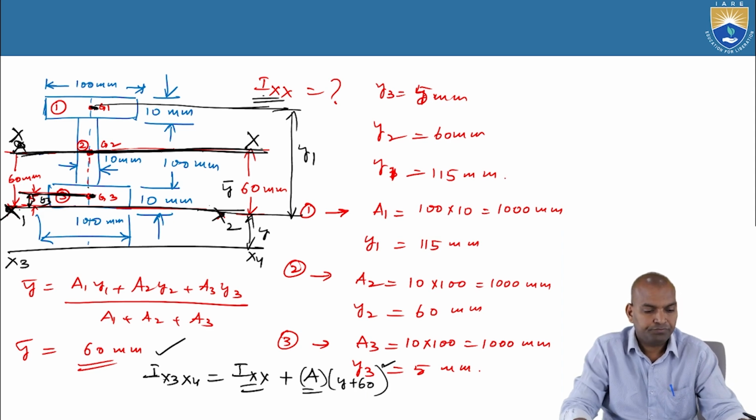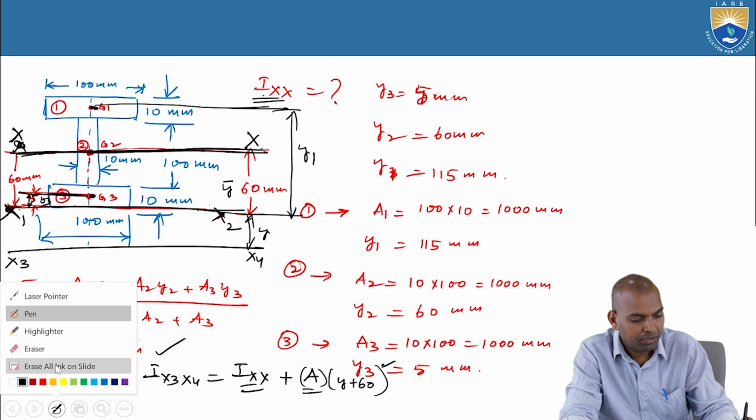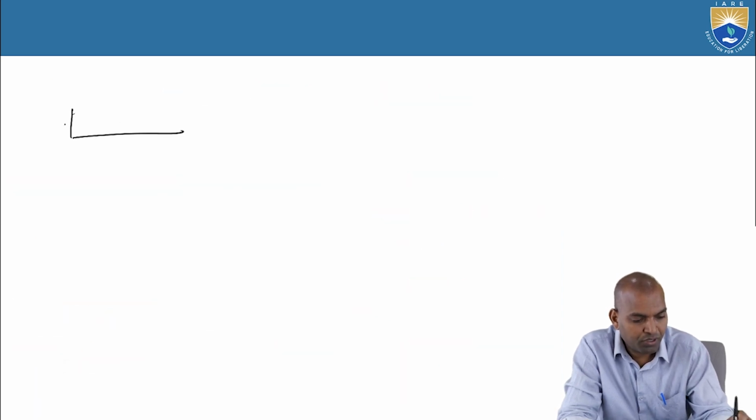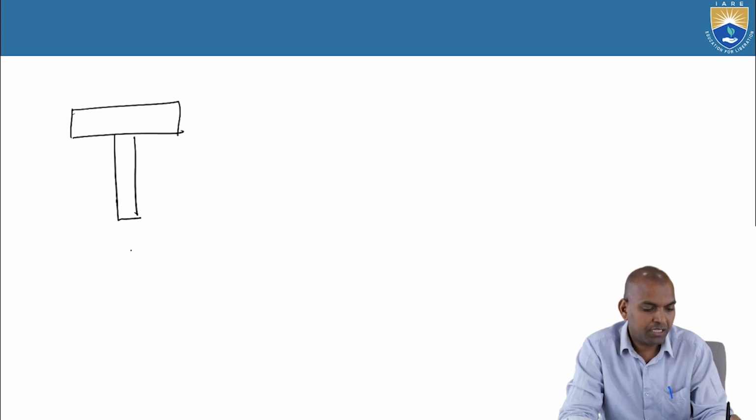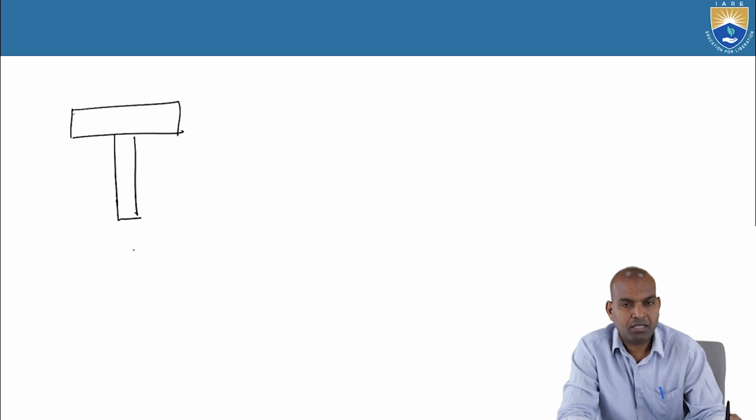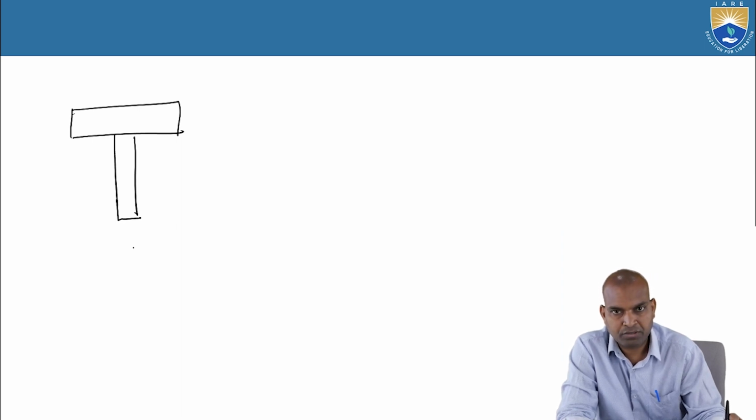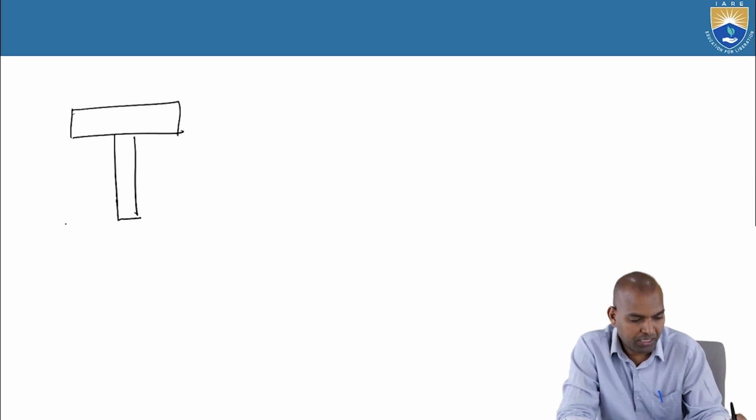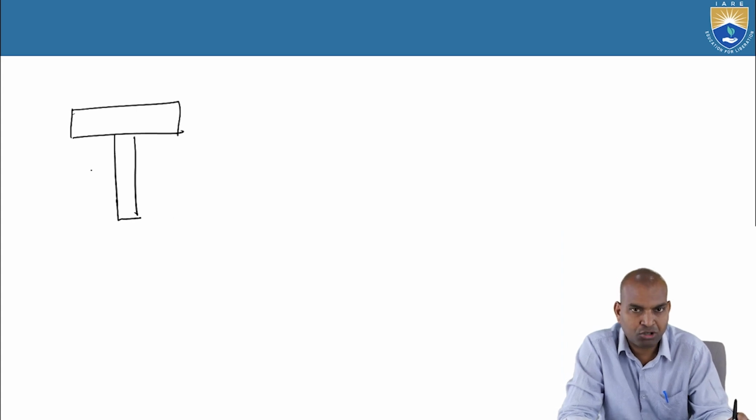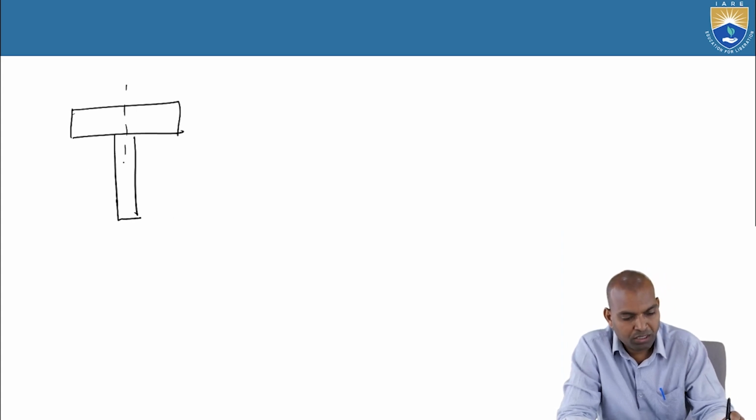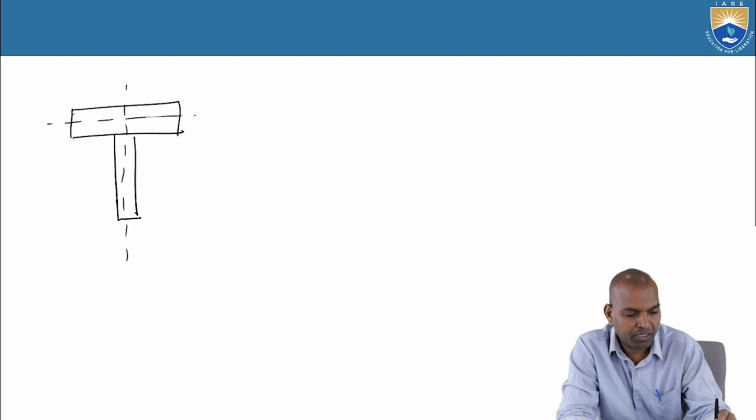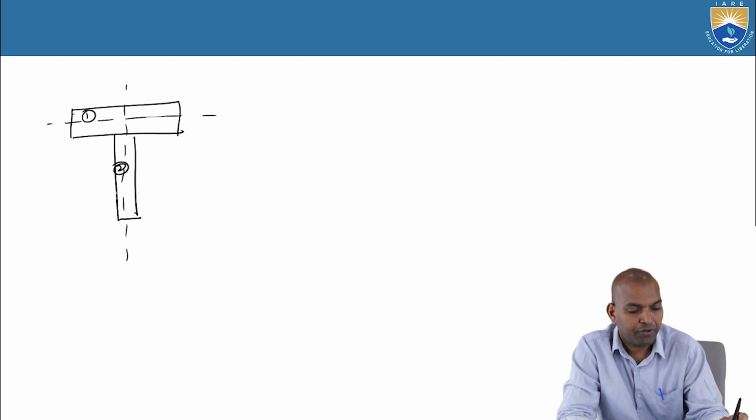Okay, now let us discuss this section more. Suppose there is a T section. First, about which axis do you want to find the moment of inertia? About this axis, or about the centroidal axis. If you want the centroidal axis moment of inertia, the section has section 1 and section 2, both rectangles. First we have to find out. Let us begin.